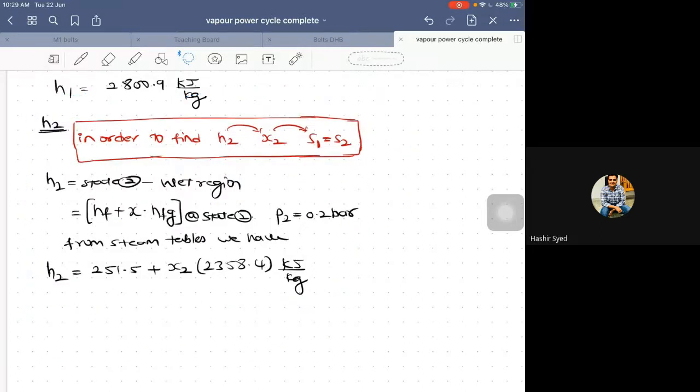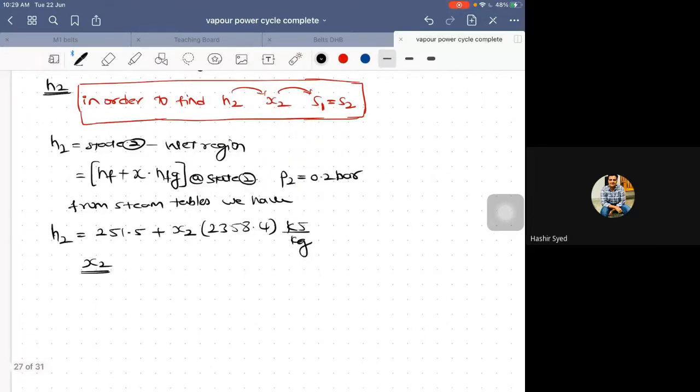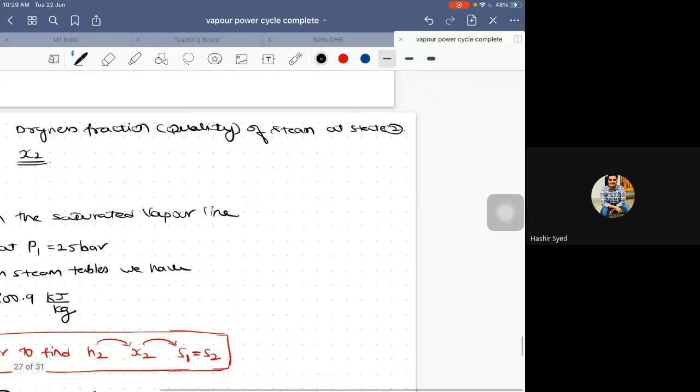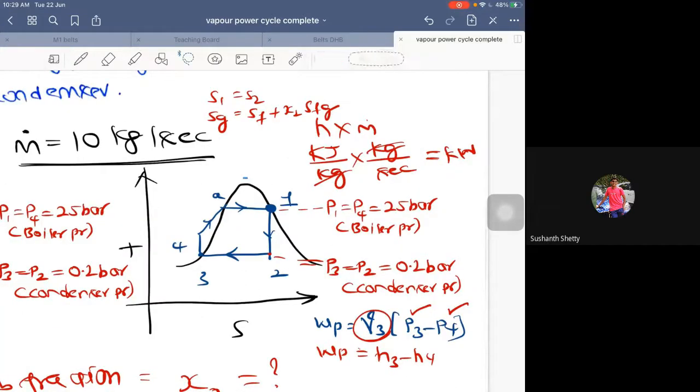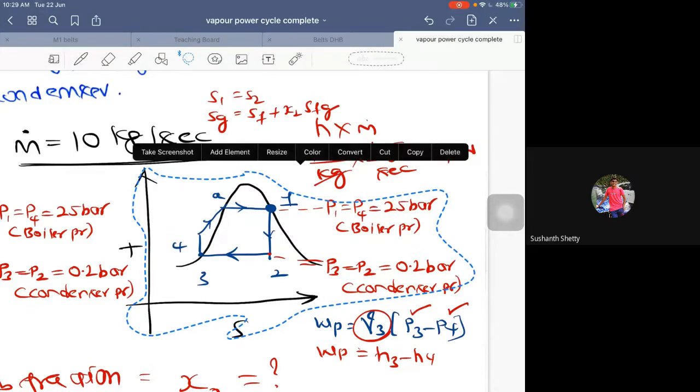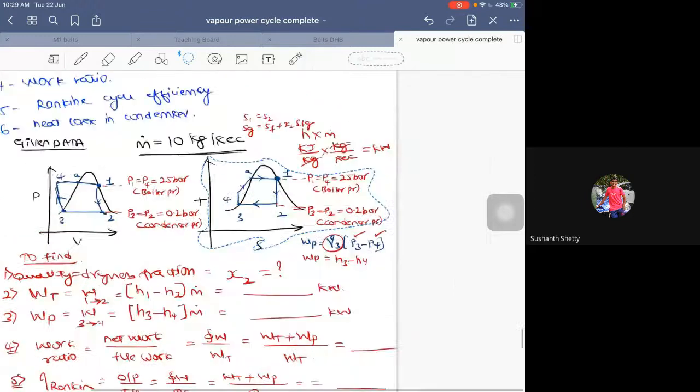Now, yes, while calculating the value of h2, I got a complication. I don't know the value of x2. So that is what is indicated in the rule here. So in order to find x2, what should I do? In order to find h2, what should I do? Yes, entropy equation. You have to correlate entropy. Okay.